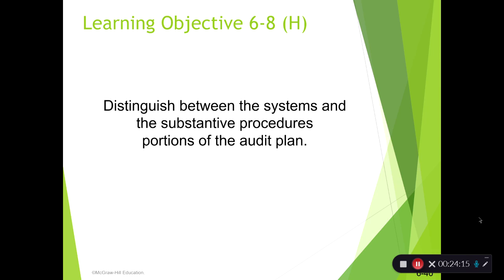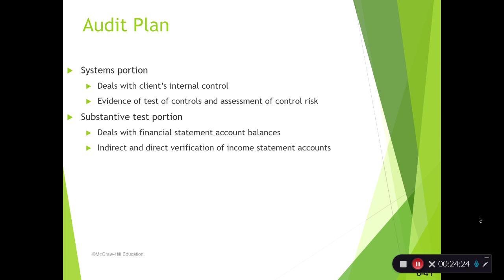Okay, so last learning objective here, understand the difference between the systems and substantive procedures portions of the audit plan. Okay, so the systems portion is usually around obtaining understanding, focusing on internal controls, and so you're going to have an initial assessment of control risk, and once you actually execute the internal controls, you're going to have results from those test controls. So that's kind of considered the systems portion.